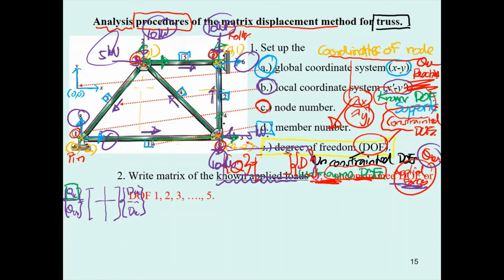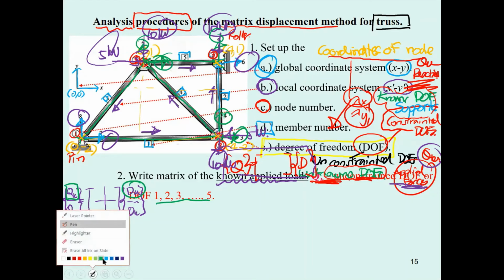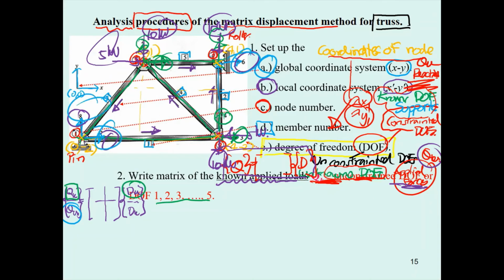Follow this 5 degrees of freedom: Q, capital Q1, 2, 3, 4, and 5. Okay, and then you also have D sub U, capital D 1, 2, 3, 4, and 5. And later you have the reactions Q6, sorry, capital Q6, capital Q7, capital Q8.